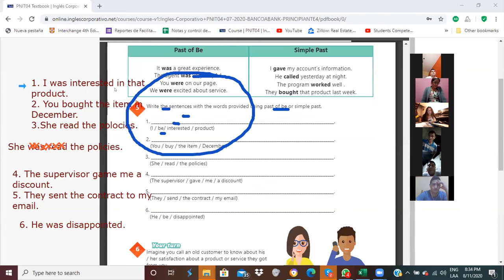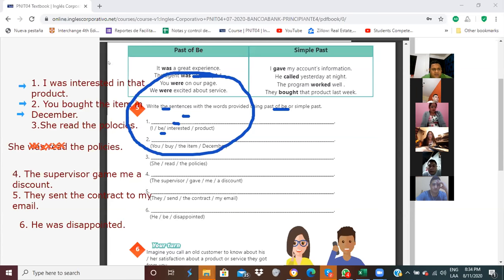I was interested in that product. You bought the item in December. She read the policies. The supervisor gave me a discount. They sent the contract to my email. He was disappointed.